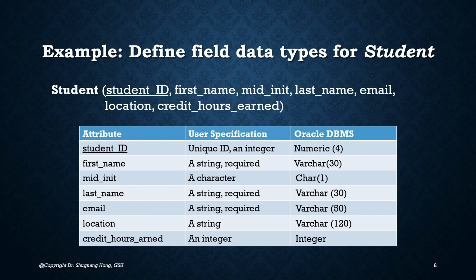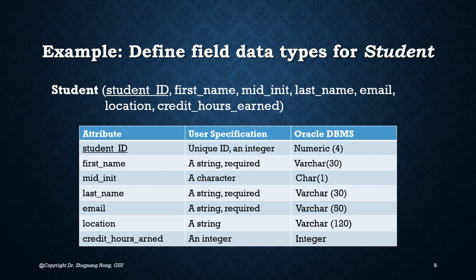The first column in the table lists the fields of the relation, the second column shows the data types specified in the user requirements, and the third column shows the data types supported by Oracle that can match the data types in the user requirements. This table defines the structure of the relation and is referred to as relation structure table in this class.